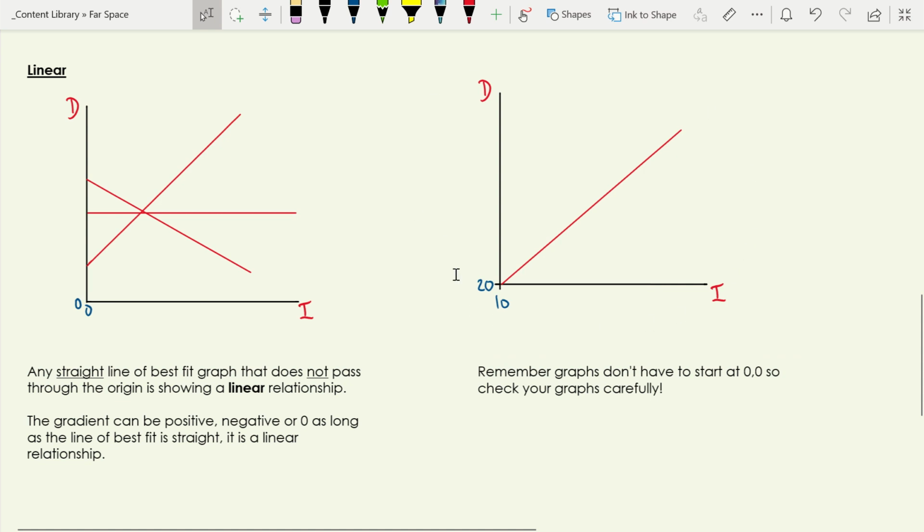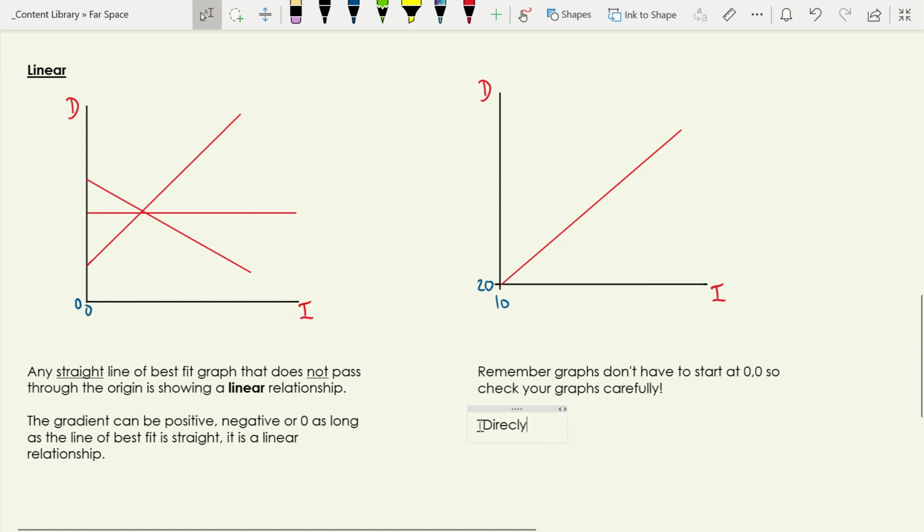Something to look out for in terms of spotting them is, remember, we don't have to start graphs at 0, 0. So this graph you can see is started at 10, 20. So what I'm looking at here is a linear type relationship because we can't actually see whether it goes through the origin or not by looking at this graph, but it's definitely a straight line. So it is linear. So the thing I'll write here at the bottom.